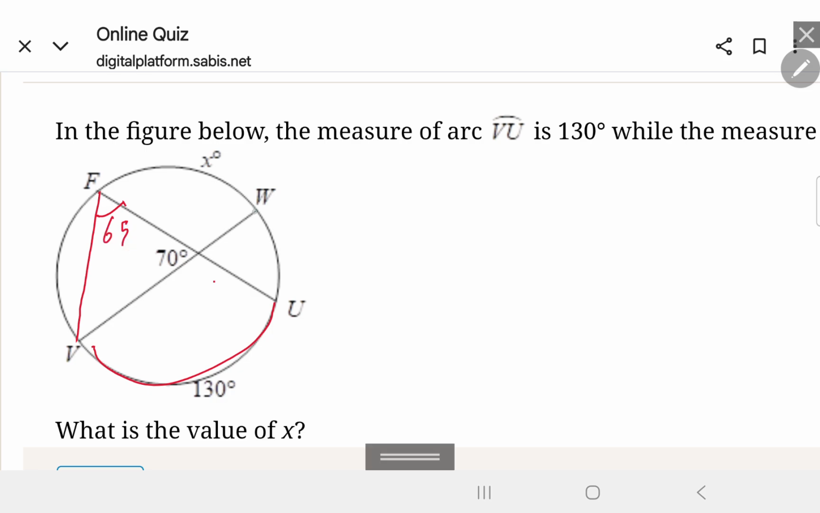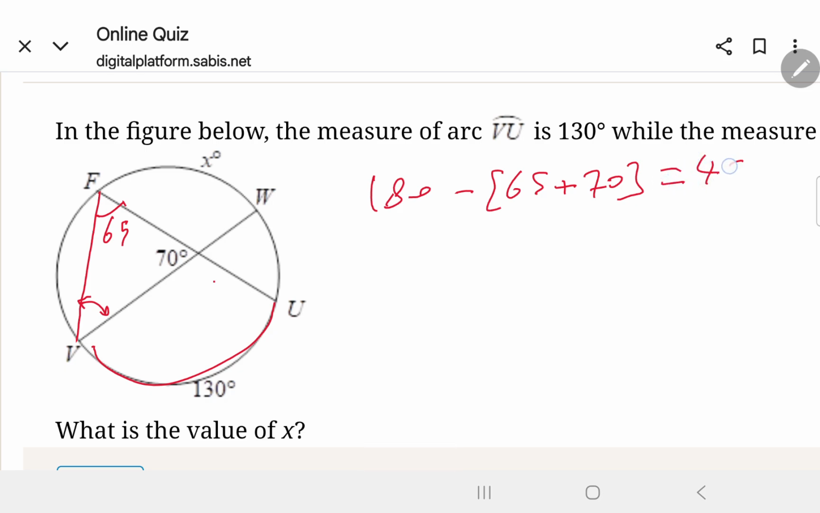And now let's find this angle here, angle V. So here you have to add 60 plus 65 and then subtract from 180. So here you have to do 180 minus 60 plus 65 plus 70, because the sum of angles in a triangle is 180. Now you get 45. So here you have 45. So now you multiply 45 by 2, you get 90. So x is equal to 90.